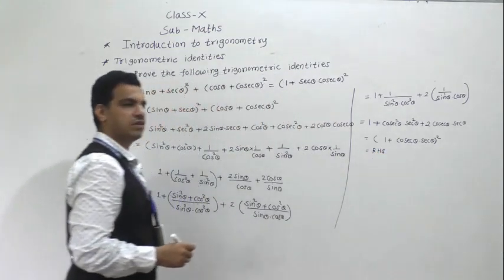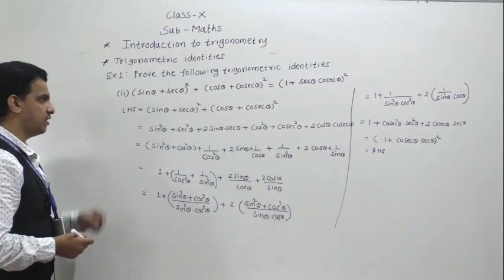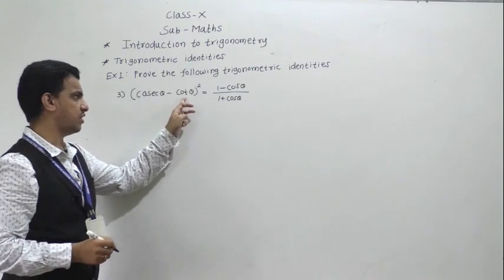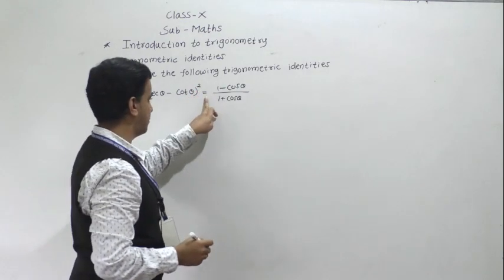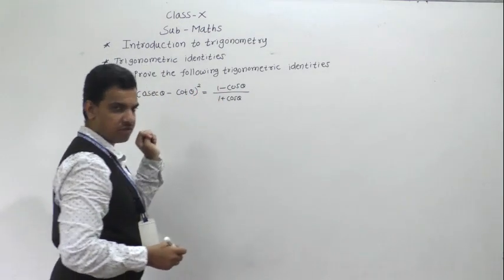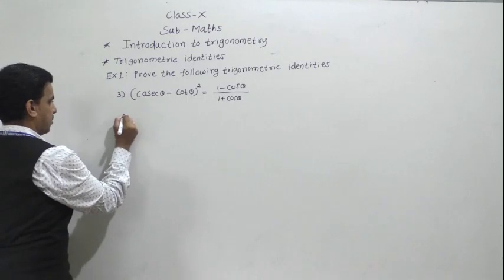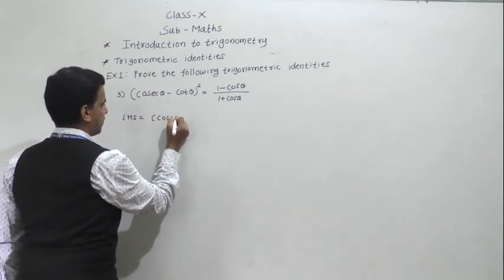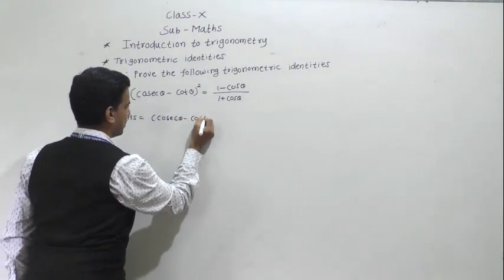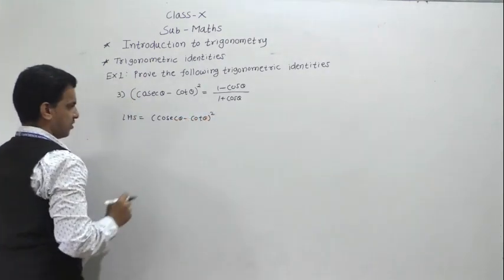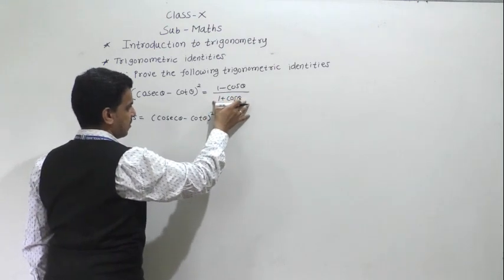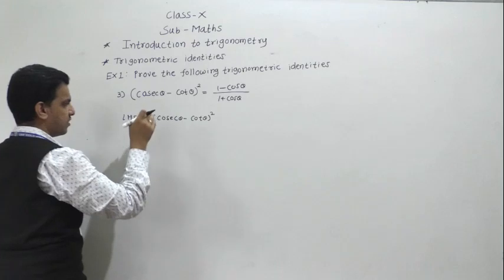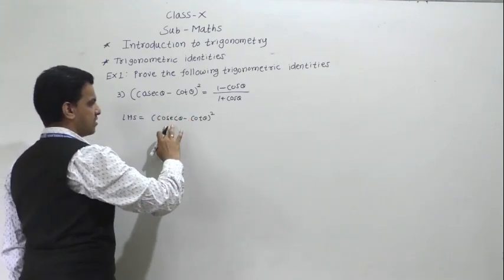Okay, understand this one. Now we will take the third one. The third one is (cosec theta minus cot theta) bracket square is equal to (1 minus cos theta) upon (1 plus cos theta). Okay, now start from LHS, that is (cosec theta minus cot theta) bracket square. Now if we observe this RHS, these terms are in cos theta, so we have to convert this cosec and cot into sin and cos.